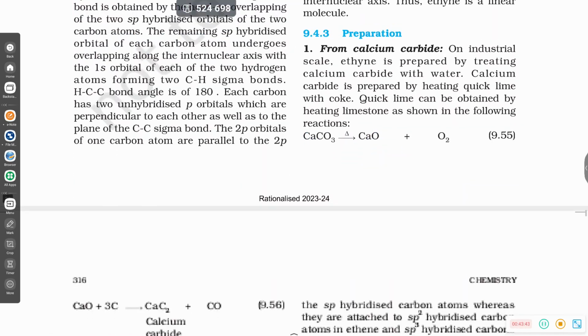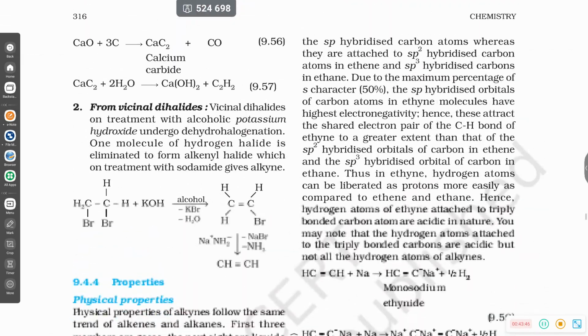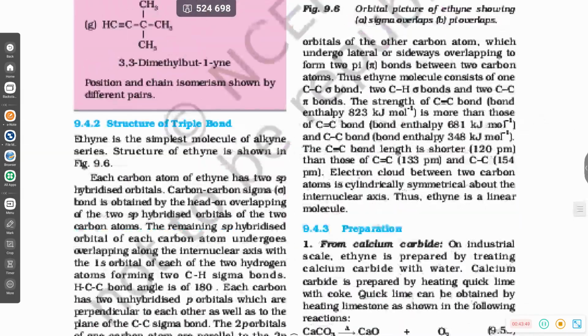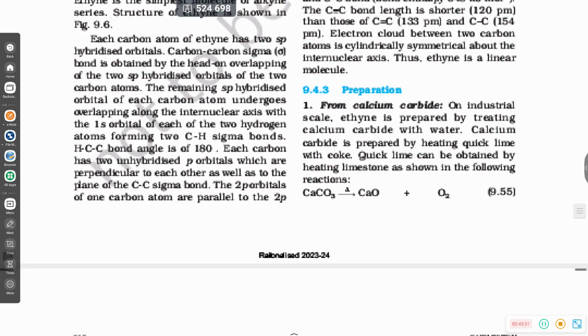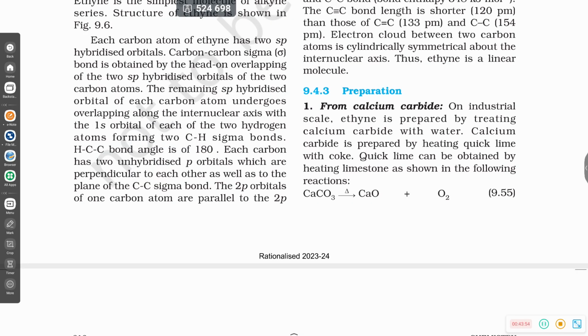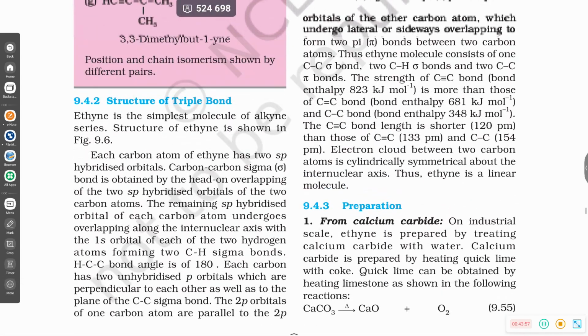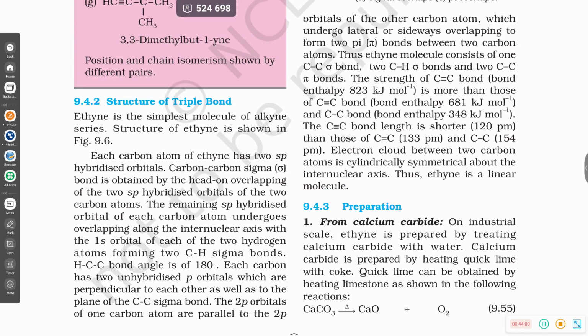So now preparation. They have given only two preparations according to our textbook. What is that? First one, you write. Okay. Before that, you should know what is the triple bond length. Triple bond length, how much do they give? 120 picometer. Double bond 133, single bond 154. So when bond number increases, bond length decreases and bond energy increases. This bond energy is almost 823 kilojoule. Understood? Clear?